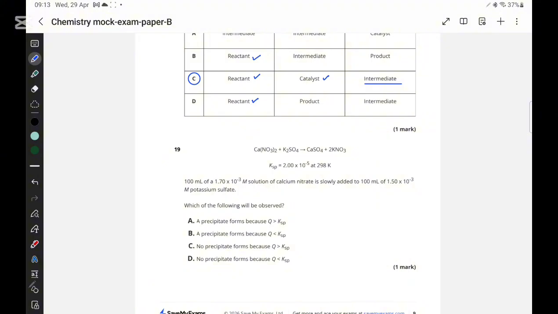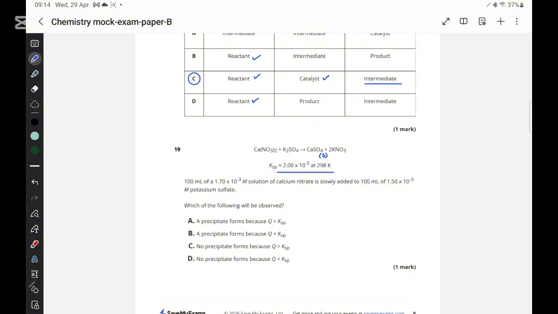So for question number 19, they are saying calcium nitrate reacts with potassium sulfate and forms calcium sulfate precipitates. These are precipitates that are formed. The value of Ksp has been given to us, and now they are saying when you are trying to mix both solutions, which of the following will be observed.